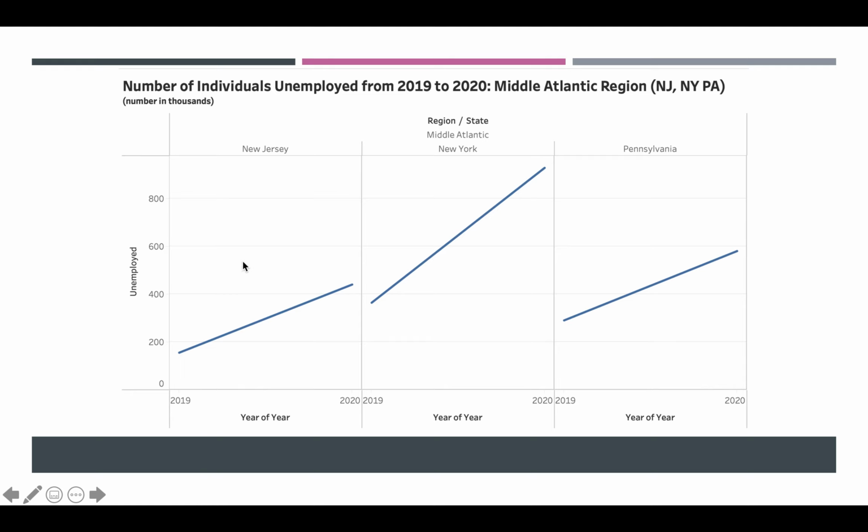This visualization shows a comparison of the number of individuals that were unemployed in 2019 and 2020 for the Middle Atlantic region. And this region includes the states of New Jersey, New York, and Pennsylvania. As you can see, out of all three, the number of individuals that were unemployed increased extensively from 2019 to 2020 in the state of New York. You can see the line is much steeper compared to New Jersey and Pennsylvania.